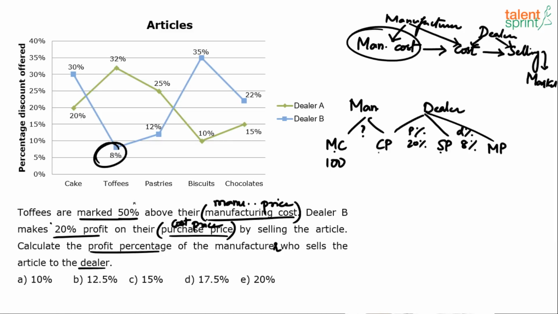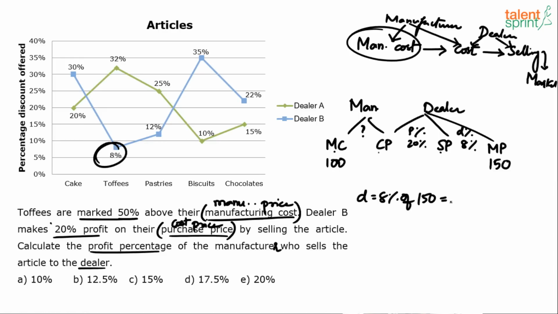It is marked 50% above the manufacturing price, which means the marked price is 150 rupees. Manufacturing cost is 100, marked price is 150, right? Discount is how much? 8%. See, discount is always given on the marked price only. Discount is 8%. 8% of what? 150. So calculate. Discount is 8% of 150.